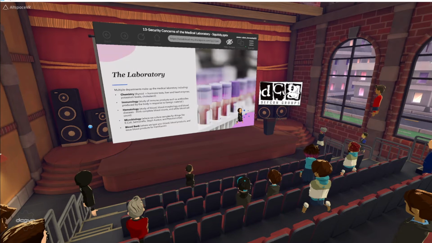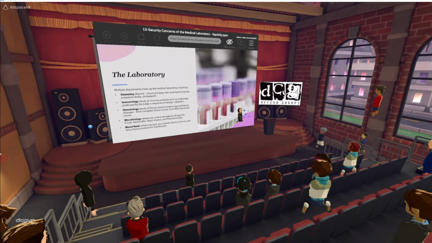So getting into the clinical laboratory and what kind of environment it is, there are multiple departments in a clinical laboratory, and these departments vary by the size of the clinical lab and complexity of testing. For example, a laboratory at a major hospital will be made up of the following departments. We have chemistry, where we perform thyroid and hormone level tests, things like potassium levels, lipid panels. Immunology, for the study of immune products like antibodies produced by the body in response to foreign material. Hematology and coag, where your blood count is done and your blood cell morphology is examined.